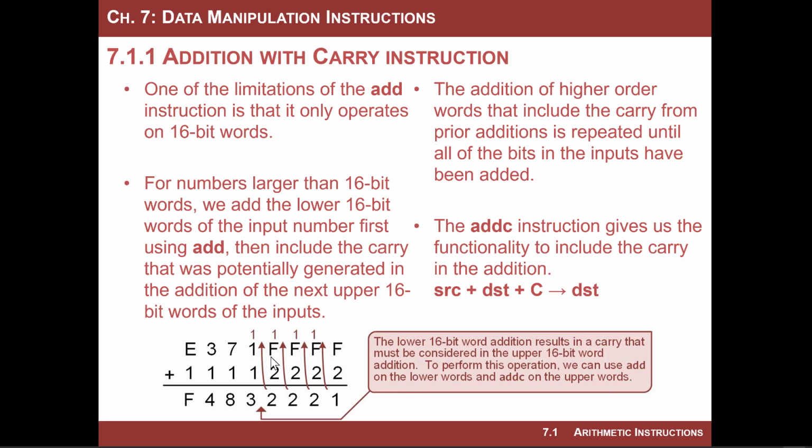So I have E371FFFF, and I want to add it to 11112222. I do not have a 32-bit adder in the ALU of the MSP430, but that's not a big deal, because I can take the lower 16 bits, which is FFFF plus 2222, and I can create a 16-bit sum. In this case, you'd have F plus 2, 1. I'm showing the nibble to nibble carries right here.